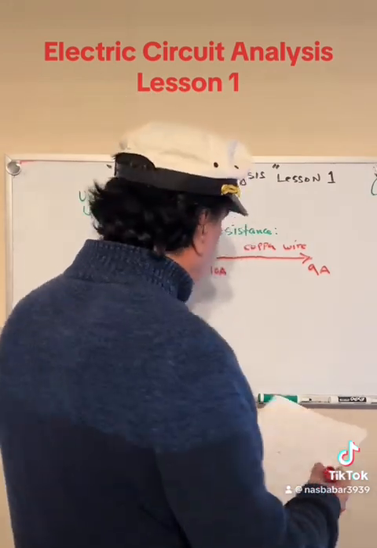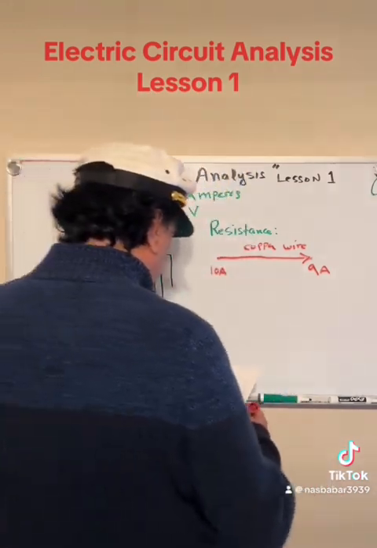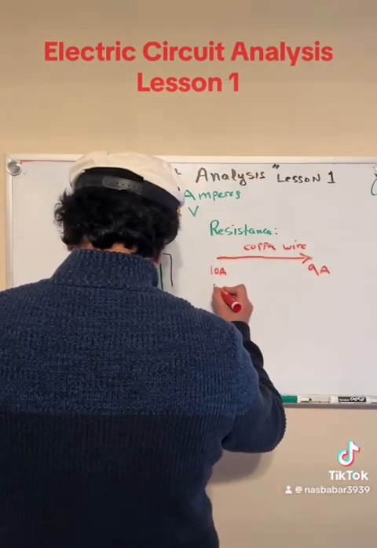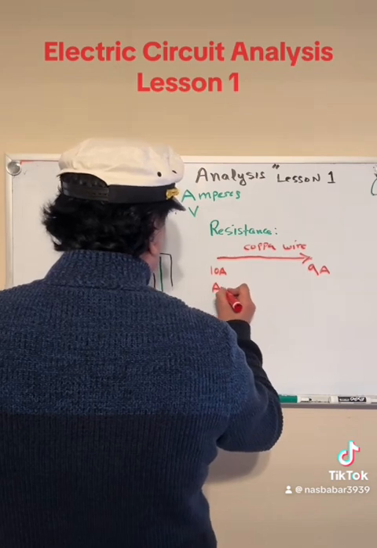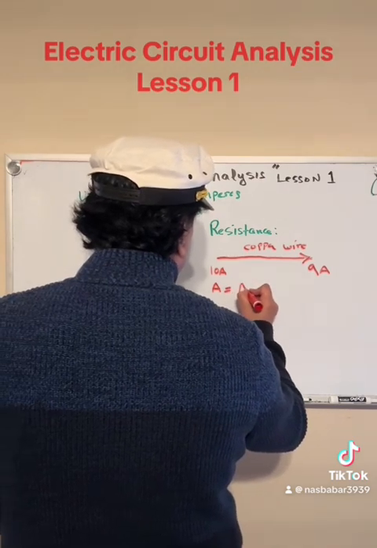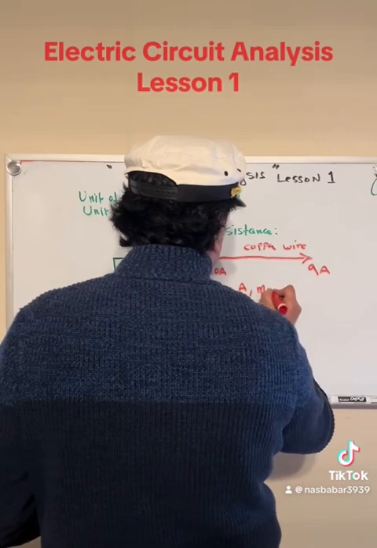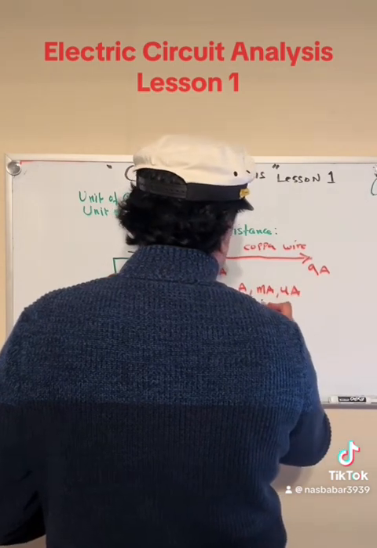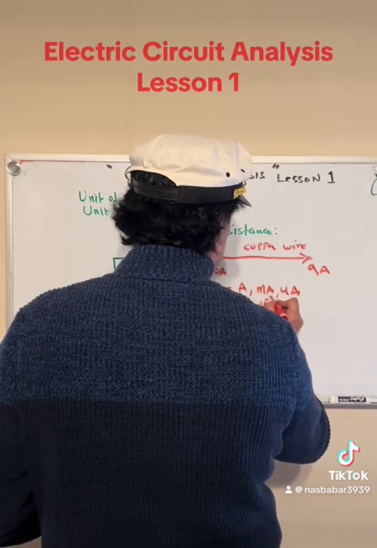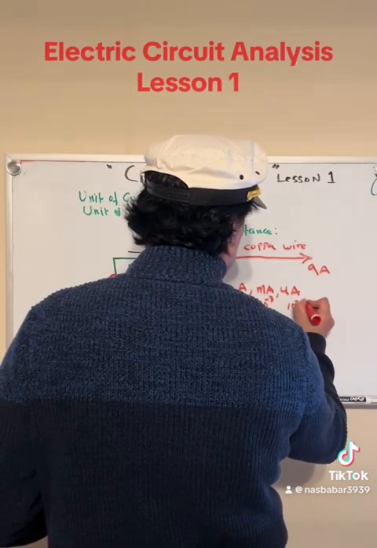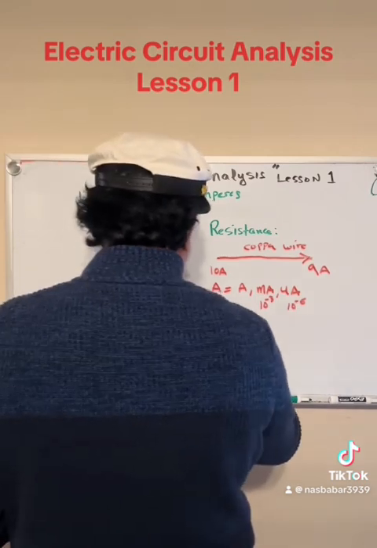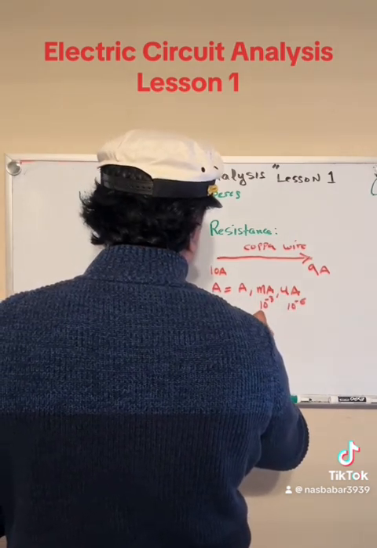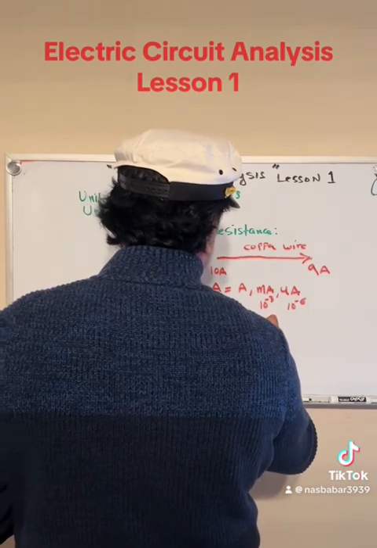Okay, let's go over some units. For current, the unit is ampere. You can do milliamperes, and you can do microamperes. Milli is 10 to the minus 3, and micro is 10 to the minus 6. Then for resistance, the unit is ohm, okay?